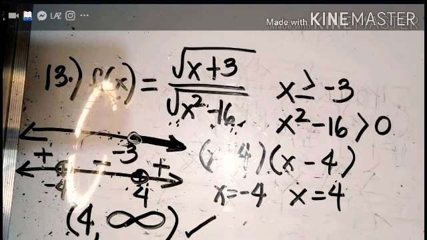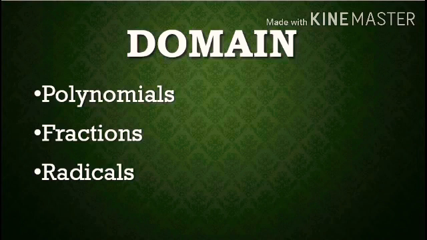Now, included ba si 4? Hindi included si 4. Greater than lang niyang 4. Kaya nga parenthesis yung ginamit natin, greater than 4. So, hindi included si 4. Greater than 4, kaya siya positive infinity. Dahil mga positive integers greater than 4 ang domain ng ating function na nasa taas. Okay, that's all. I hope you've learned a lot from today's discussion.